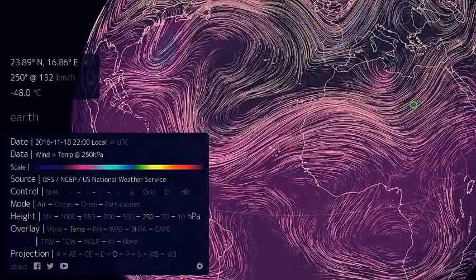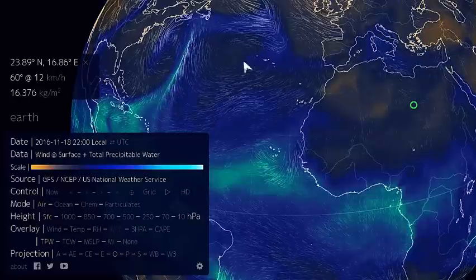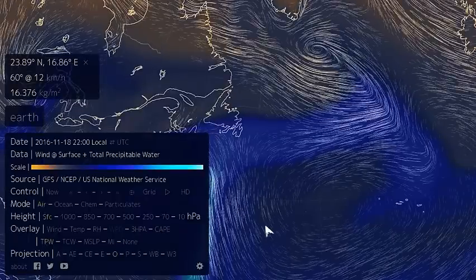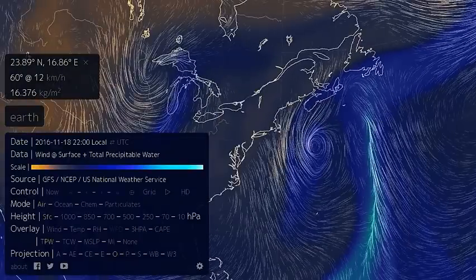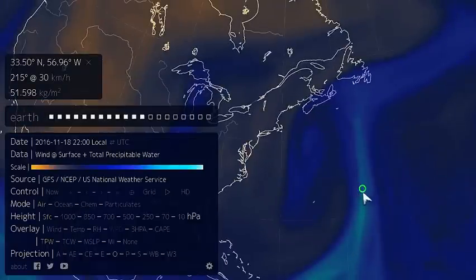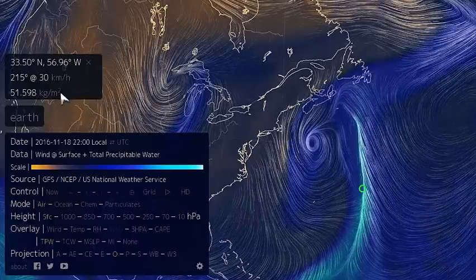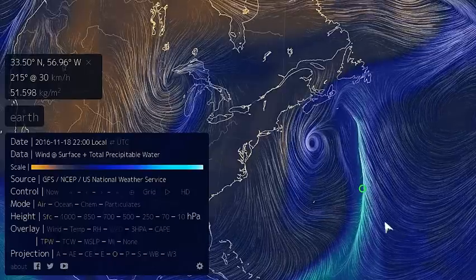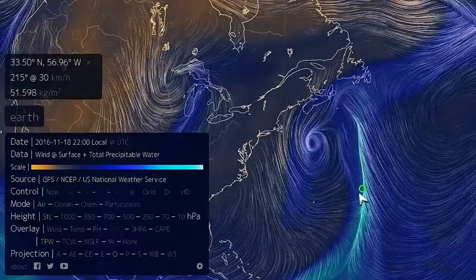So I think it's also useful to swing back and look at the total precipitable water. The total precipitable water is the total amount of water that can be rained out of the atmosphere. If we're looking at warm air coming up from the south, you can see that the warm air tends to hold more water as it gets pulled up into the north. So if we click on this jet that's coming out of the Caribbean, we can look over here and we see this kind of funny number, 51.598 kilograms per meter squared. What this means is that for every square meter of land, or in this case water, there's 51.598 kilograms of rain that can be rained over that spot.